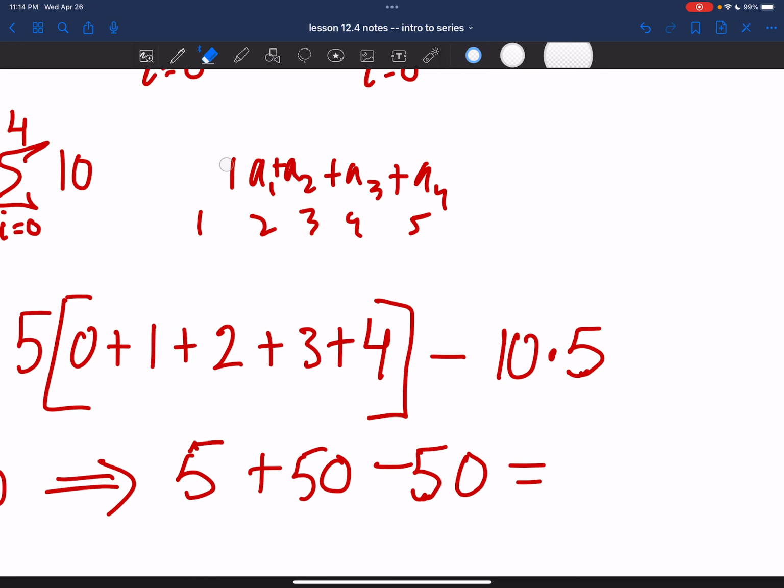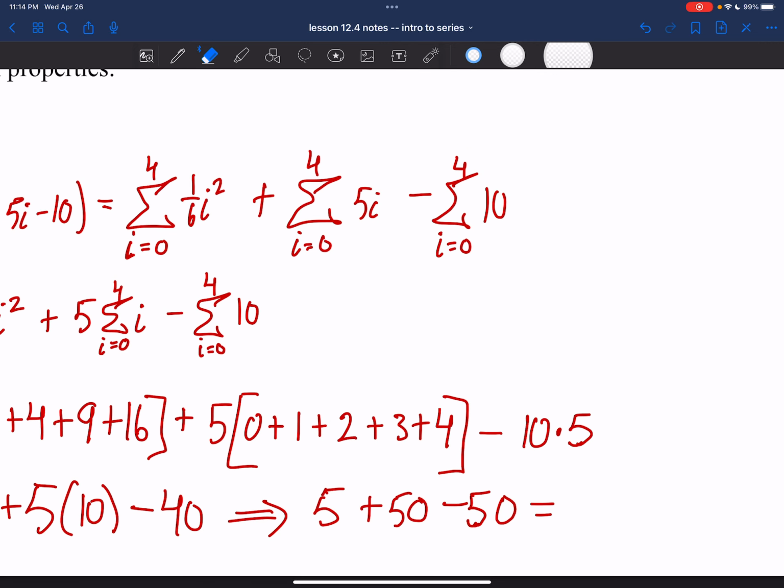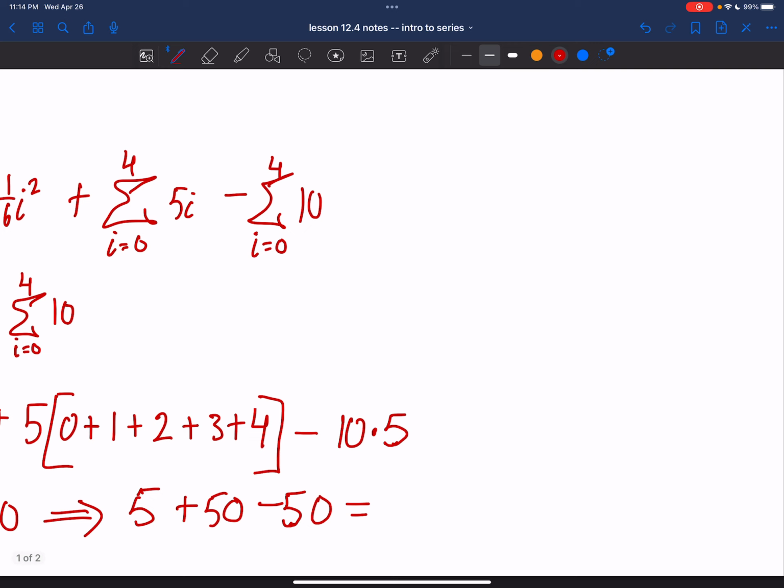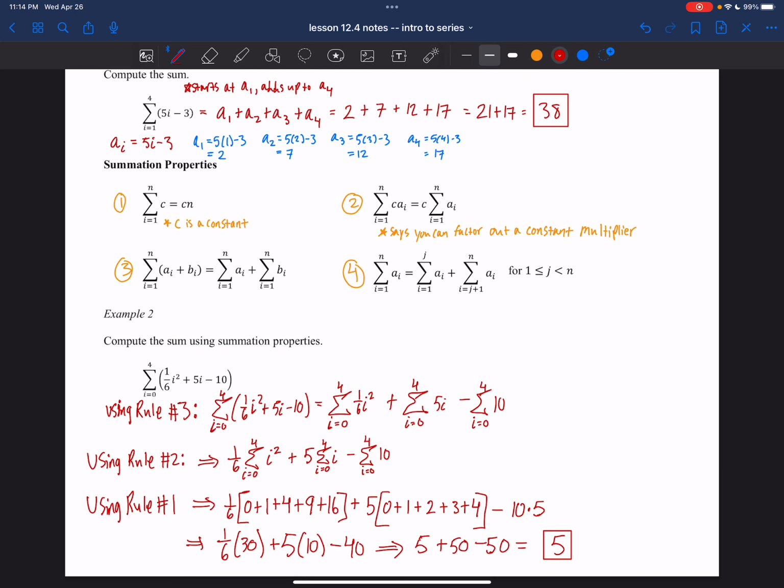Okay, so I'm actually glad I made that mistake because it's a super common mistake you could make. And so I got 5 plus 50 minus 50 equals 5. And that's it. That's the summation. Ta-da! Hooray! Okay.